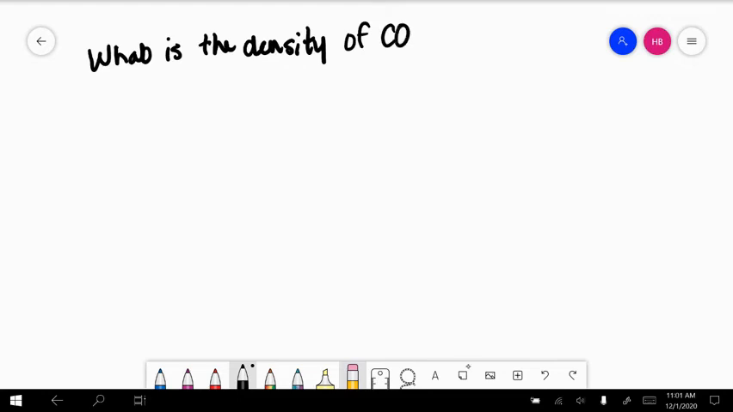All right, let's do one last one. The last one says, what is the density of CO2 at STP? Now, this might be confusing because you're going to look at this and be like, well, they didn't give us any numbers. How do I know what's my given, and so on and so forth? And so we have to read between the lines.